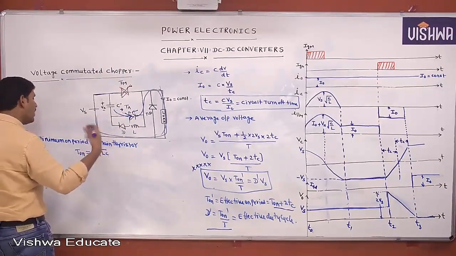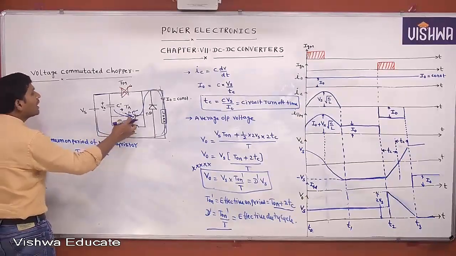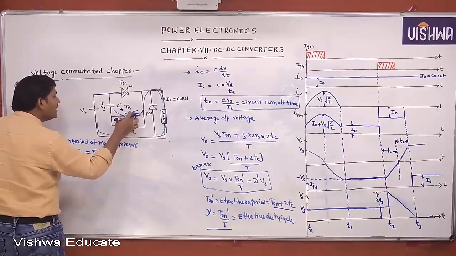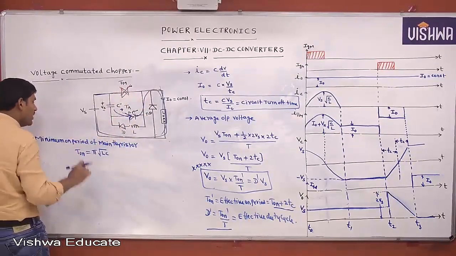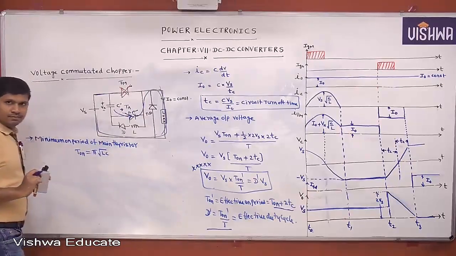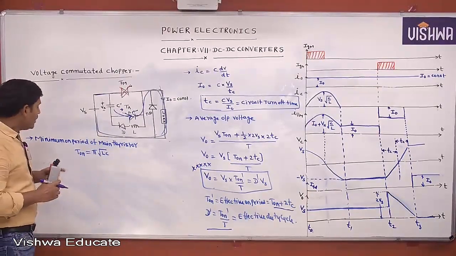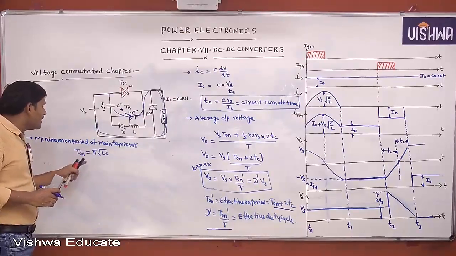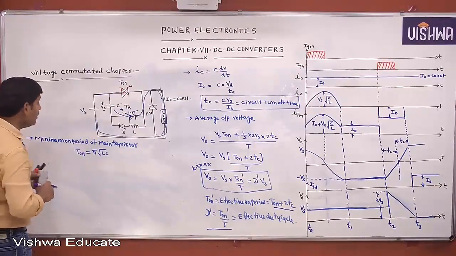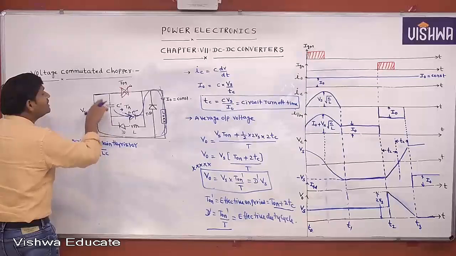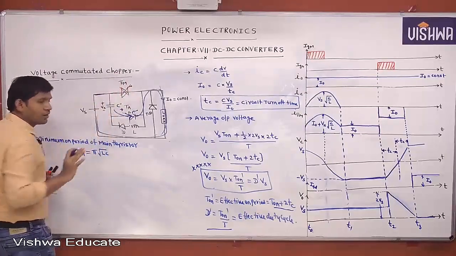Beyond that also it will be on, above this, if you don't trigger the auxiliary thyristor. If you trigger the auxiliary thyristor, it will be turned off. That's why the minimum on period is pi root LC. Before that it will not turn off. Understood? The minimum on period of the main thyristor is pi root LC, because during the conduction of the LC circuit only the main thyristor will be on.